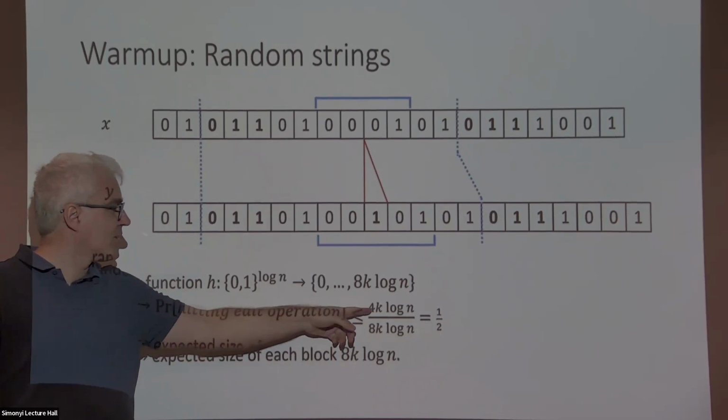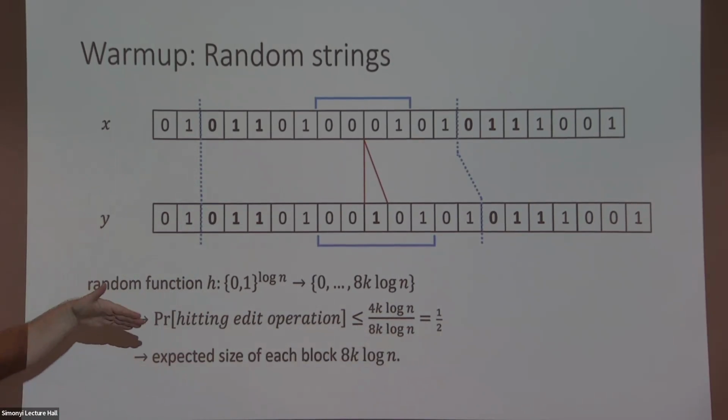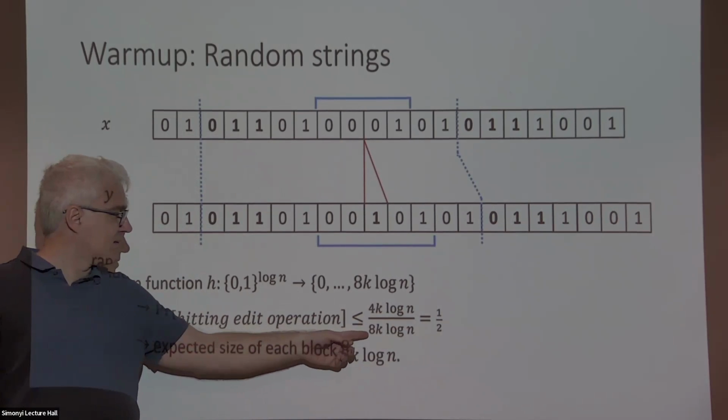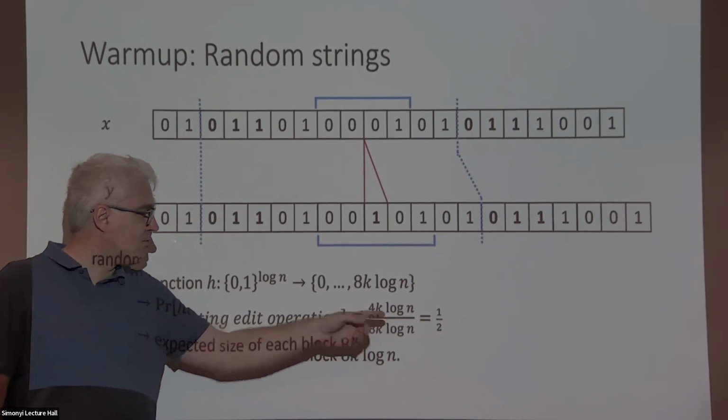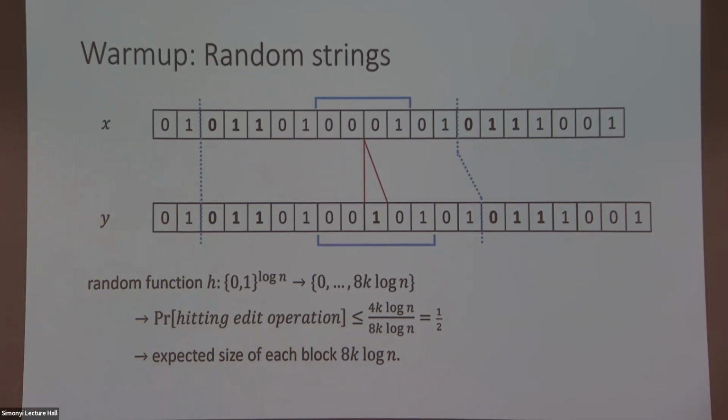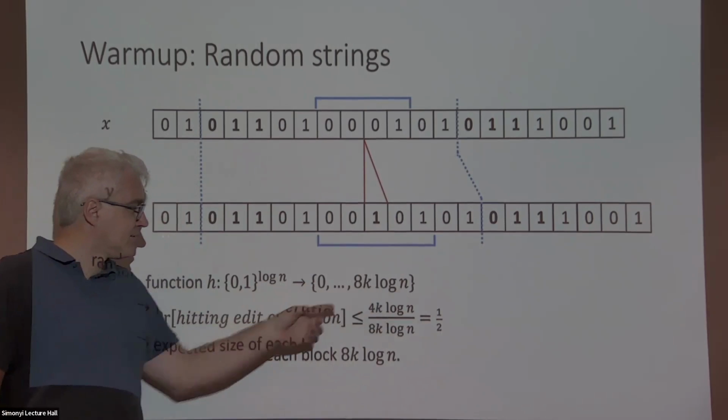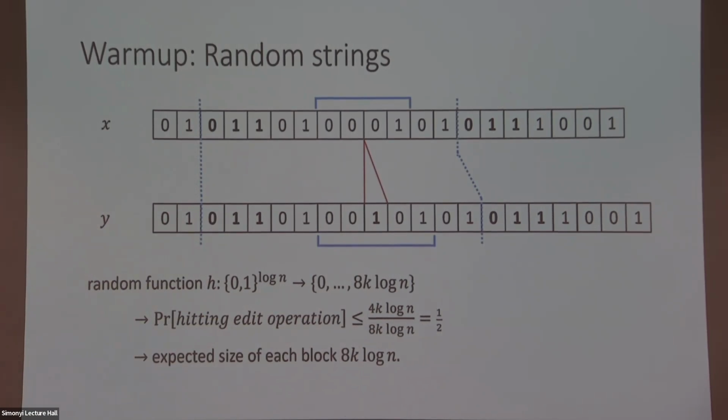So I have 4k log n places where I don't want to break it. These are windows, but for each window, the probability that I break it is 1 over 8k log n. So the probability that I will hit one of these edit operations, or the neighborhood of it, is like 1/2. And that's why I have chosen this 8k log n in this argument.